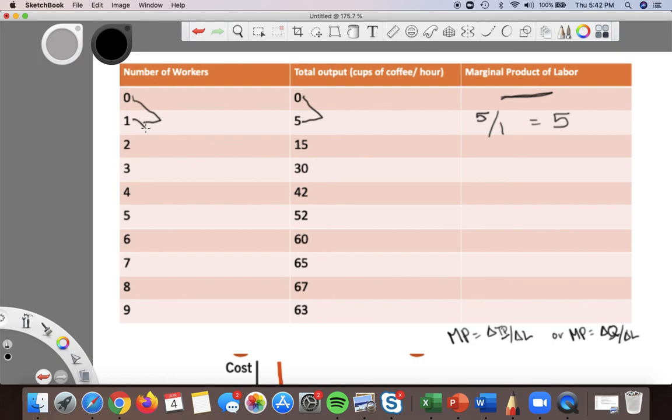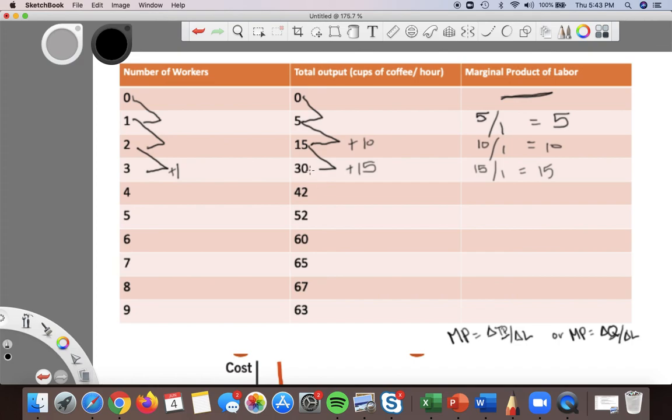Now, when I hire that second worker, my total product goes up from 5 to 15. So that's an additional 10 cups of coffee that I get. Going from 5 to 15, my change in total product up top is going to be 10. And that happens when I go from 1 worker to 2 workers, or a change in labor, again, of 1. 10 over 1 is going to be 10. As I move on to my third worker here, again, my labor increases by 1, and my total output, my TP, increases from 15 to 30, or that's an increase of 15. So now I get 15 over 1, or 15.